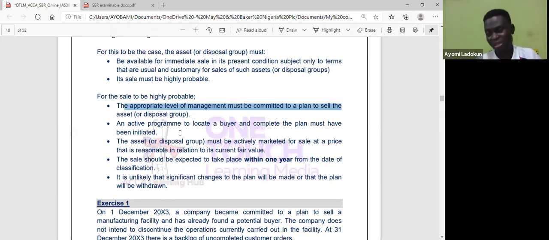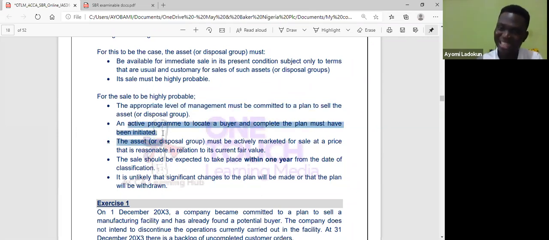You can obtain the board minutes of the meeting, where it has been stated that those assets or that asset should be sold. Then an active program to locate a buyer and complete the plan must have been initiated. It must have started on or before the year end. For example, if you open a newspaper and you see some adverts that they want to sell this property or this plant, those are the kind of programs to find a buyer. It could be that they've consulted solicitors, lawyers, as the case may be.